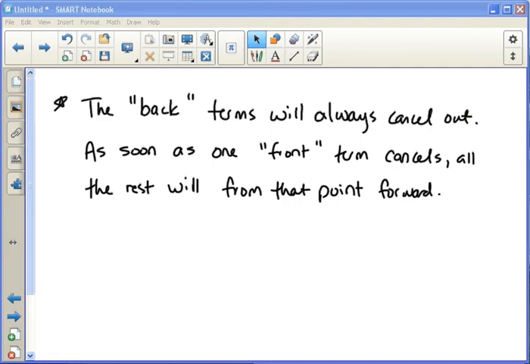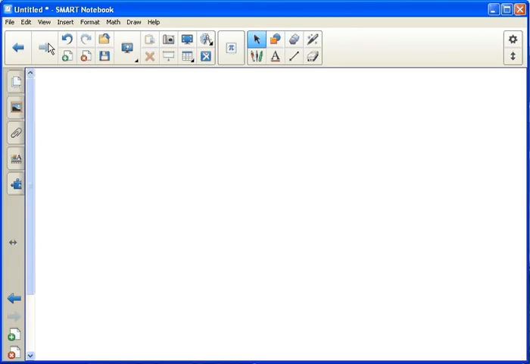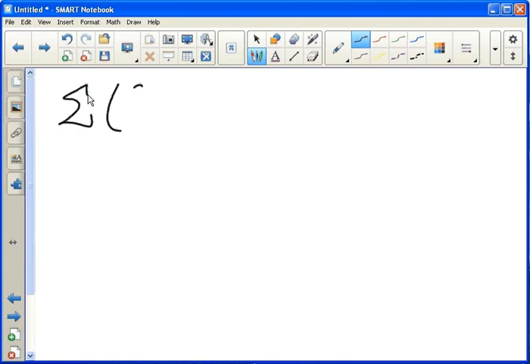Okay, next thing, if we have one that looks like this, let's watch what happens when we expand this one. It is telescoping, so we know it converges. So let's see if we can find the sum.